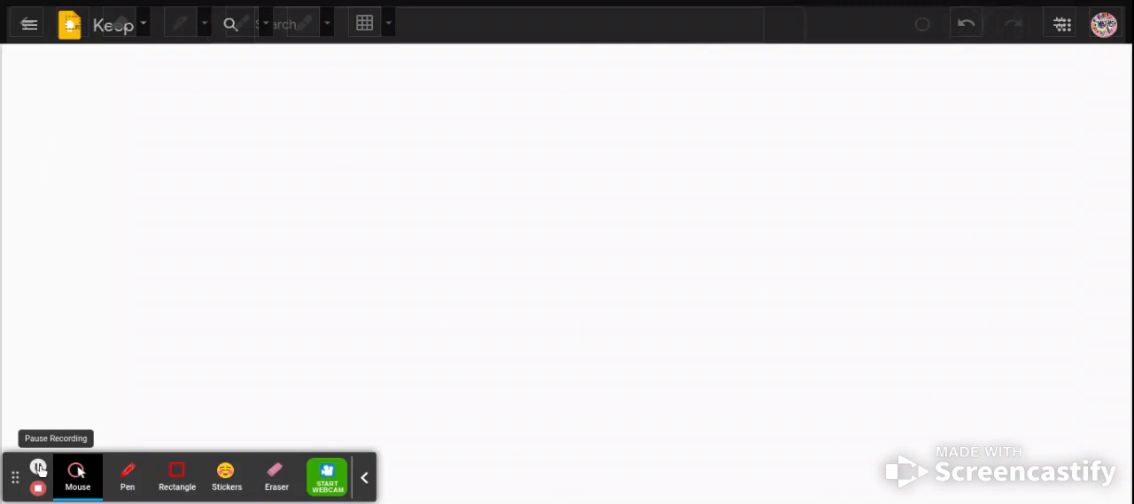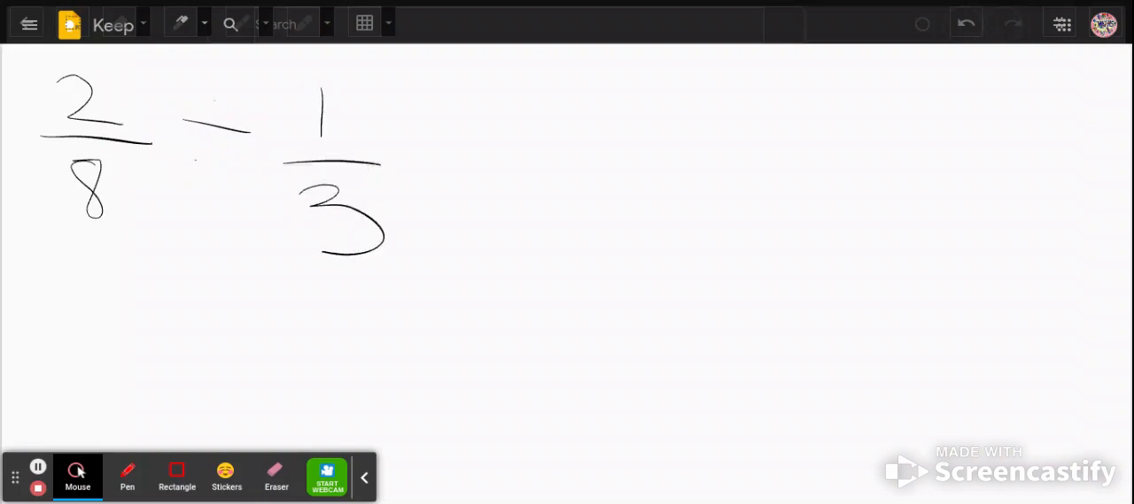Okay, so this one states 2 over 8 divided by 1 over 3. All right. So remember, as we state, when they're dividing fractions, we do the keep, change, and flip method, right? And that is, the keep comes for keeping the fraction on the left-hand side. So the fraction on the left-hand side is 2 over 8, so we keep that.